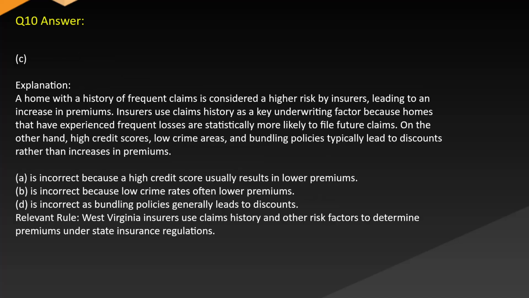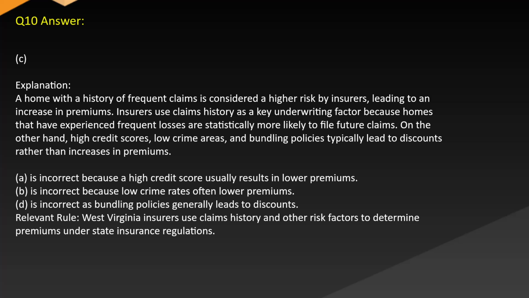Answer. C. Explanation. A home with a history of frequent claims is considered a higher risk by insurers, leading to an increase in premiums. Insurers use claims history as a key underwriting factor because homes that have experienced frequent losses are statistically more likely to file future claims. On the other hand, high credit scores, low crime areas, and bundling policies typically lead to discounts rather than increases in premiums. A is incorrect because a high credit score usually results in lower premiums.